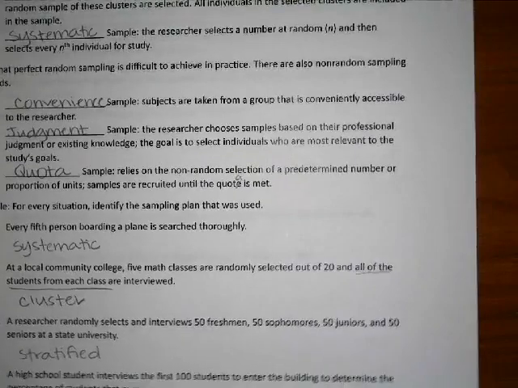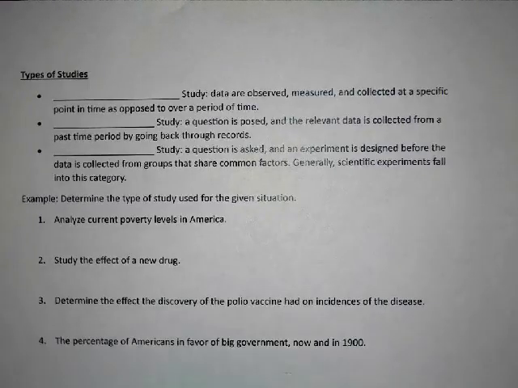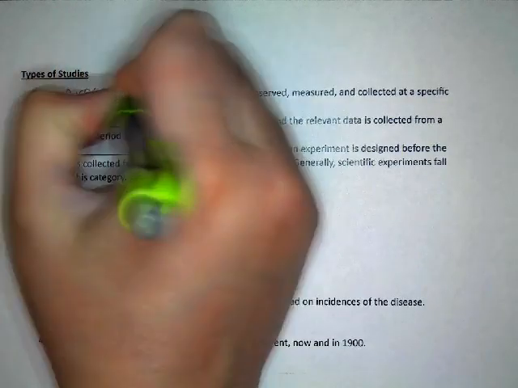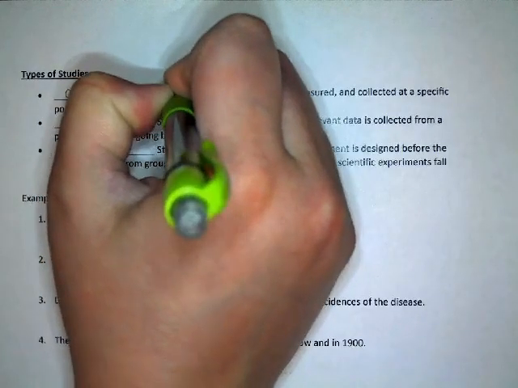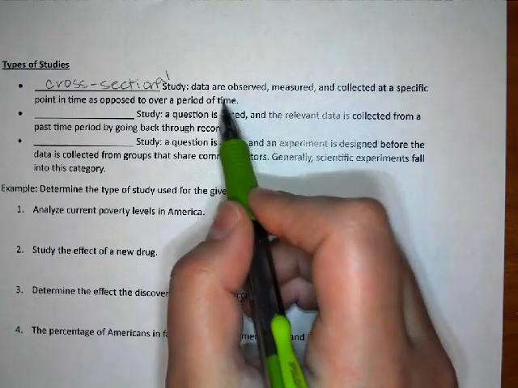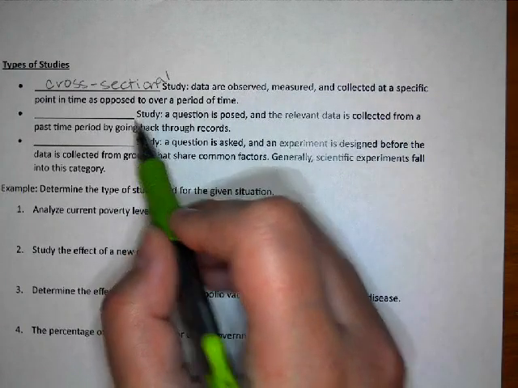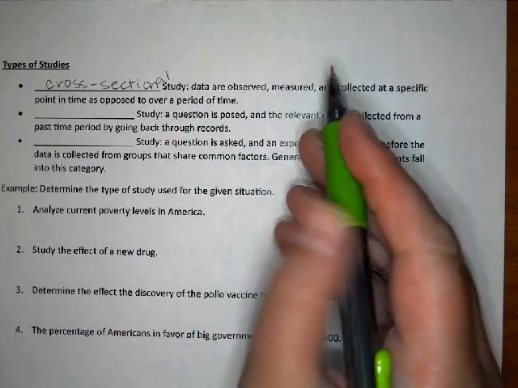Next, we're going to look at the types of studies. So we have a cross-sectional study. This is where data are observed, measured, and collected at a specific point in time as opposed to over a period of time. Next is a retrospective study.